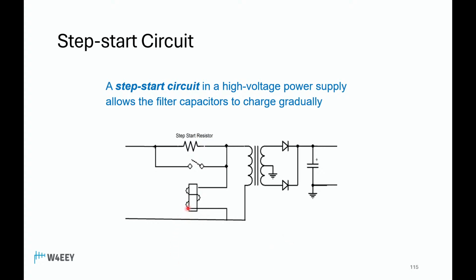So here we've got a relay. It would be some kind of a timing circuit here. So when you first turn on your power supply, this would be open, so you might get just a certain percentage of the output voltage out of the supply. Maybe a second or two later, the relay would pull in, short out this resistor, and then you'd get the full input to the transformer, the full output out of the power supply. So that's the concept of a step-start circuit.